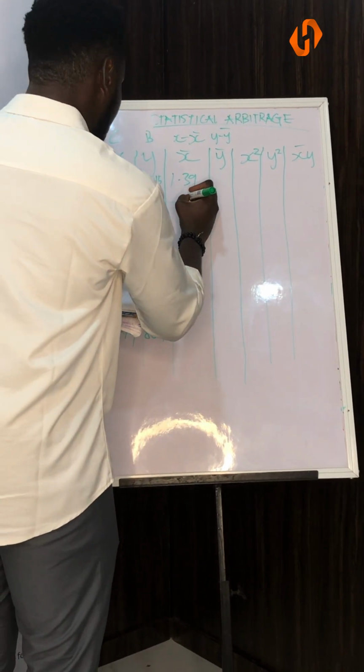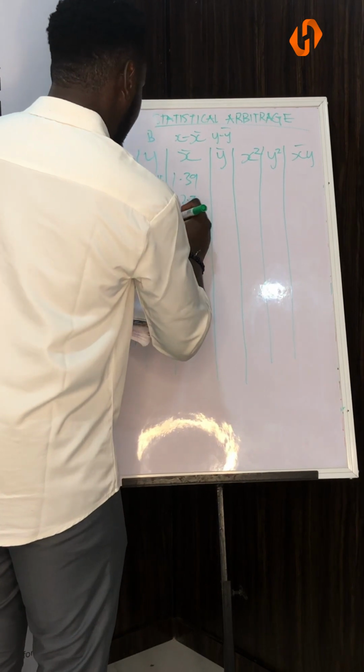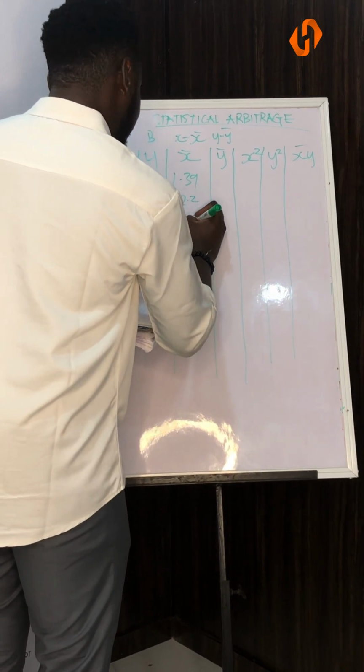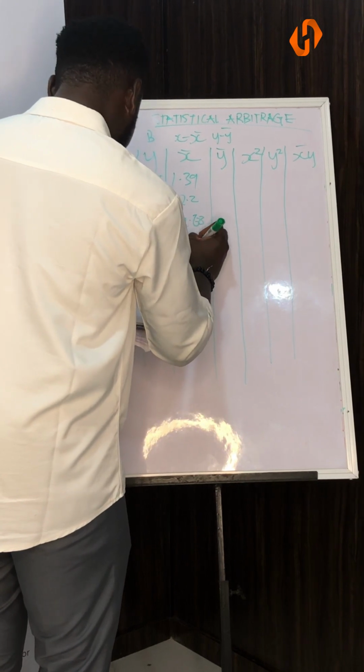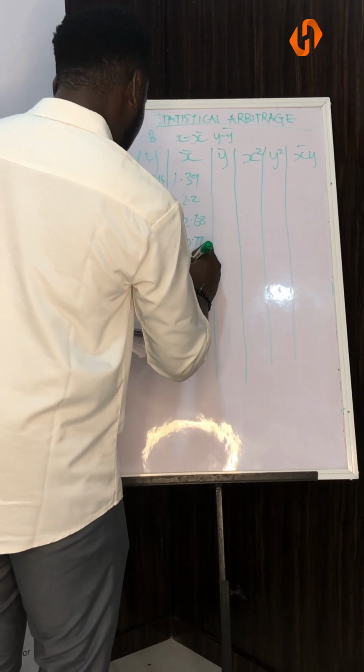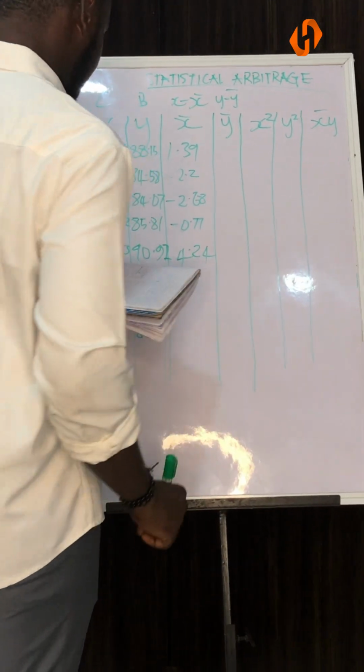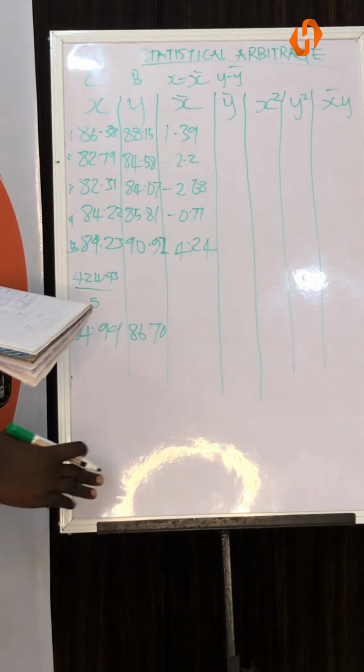So I'm inputting their figures here. We have minus 2.2, minus 2.68, minus 0.77, and 4.24. Now we've gotten this for X minus mean X.